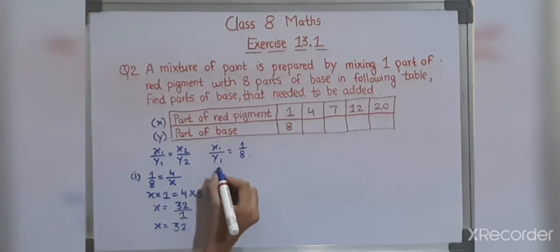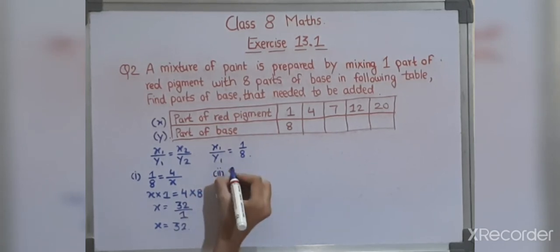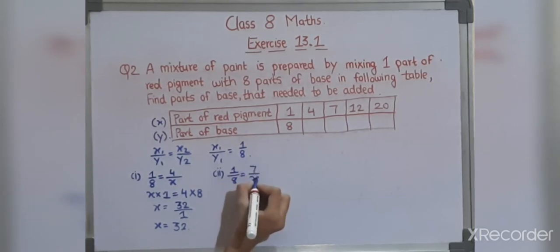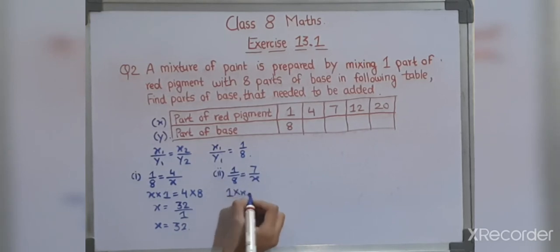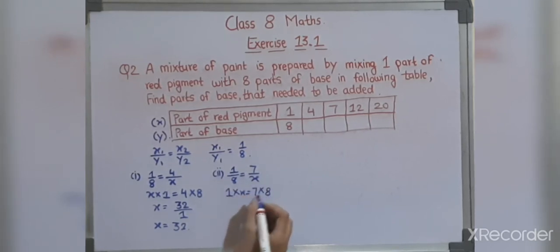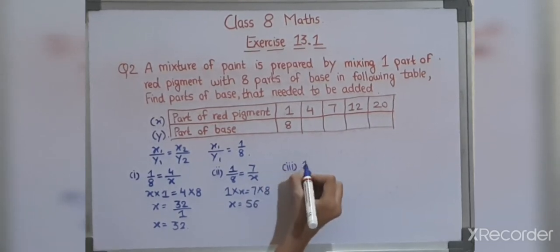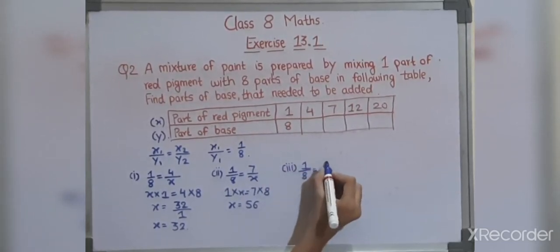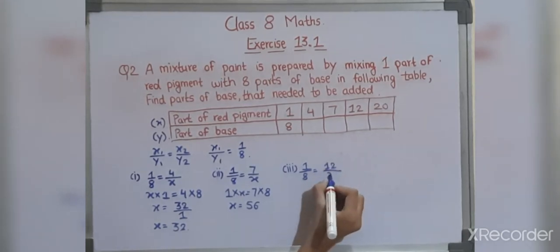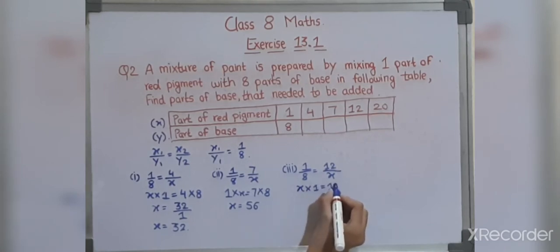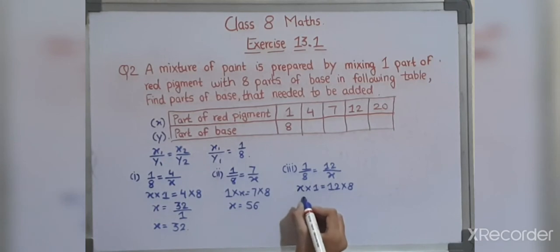Number 2, 1 upon 8 is equal to 7 upon x. 1 into x is equal to 7 into 8. X is equal to 56. Number 3, 1 upon 8 is equal to 12 upon x. X into 1 equal to 12 into 8. x is equal to 96.